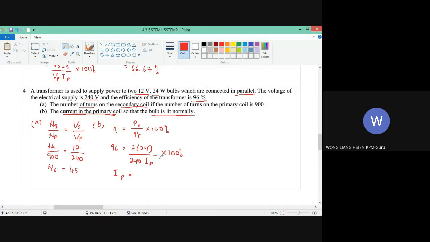Okay, so the current in the primary is 0.2083 ampere. Remember the number of decimal places is minimum 2 decimal places. Okay, minimum is 2. All right.